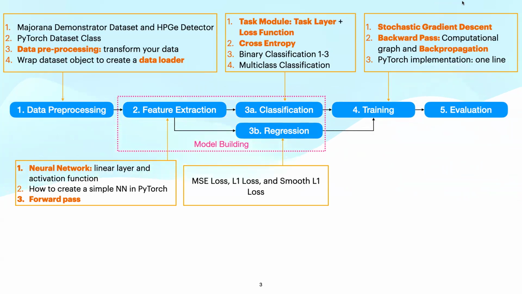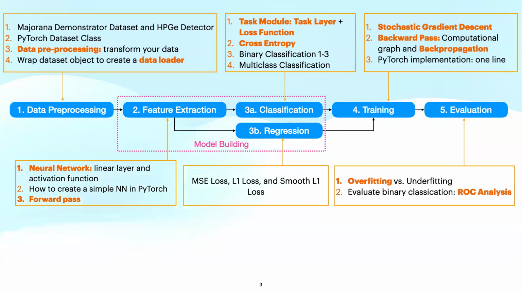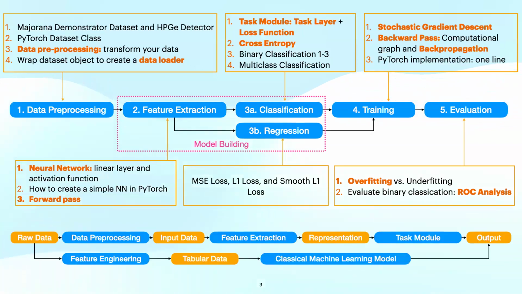So using the stochastic gradient descent algorithm and the backpropagation. And lastly, I discussed how we can evaluate our model using the ROC analysis and the area under the curve. So given the information we conveyed yesterday, I'm going to summarize the structure of the machine learning model into this kind of flowchart.